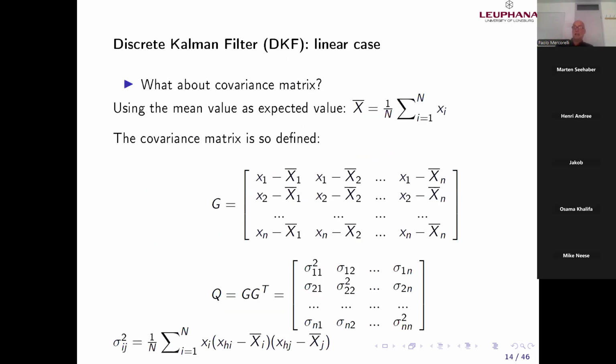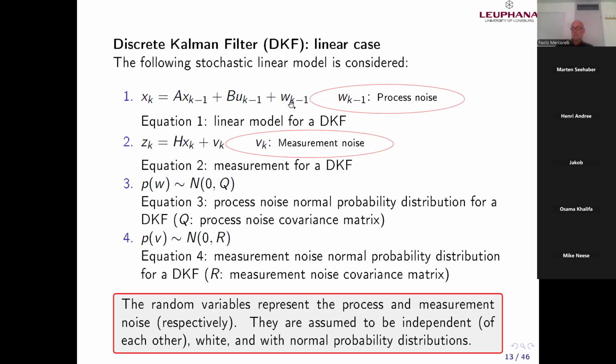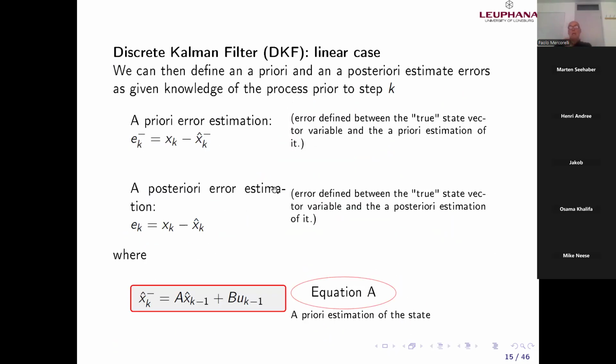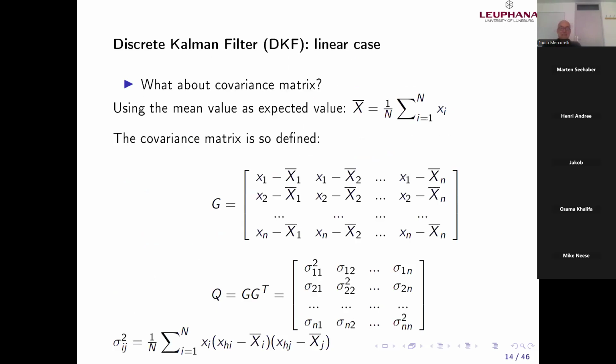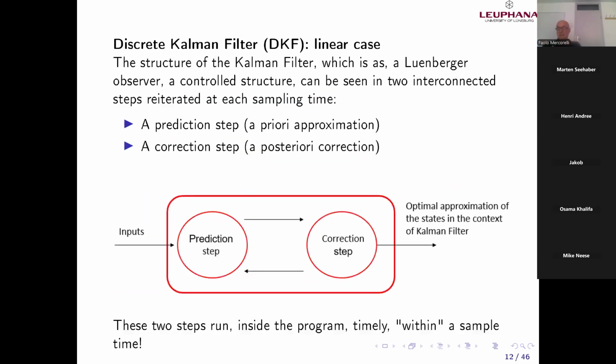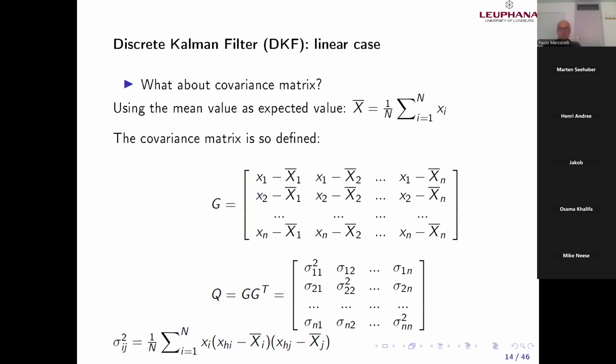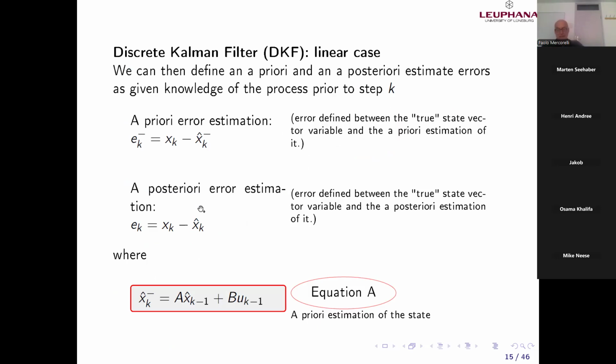Deterministic means without stochastic, no? I didn't consider this. We will see later this a posteriori error estimation. This reflects a little bit the scheme here, no? Prediction, correction, and so on. But let me go ahead a little bit more in the more abstract sense.